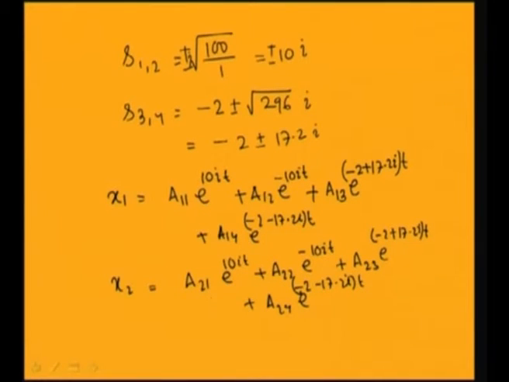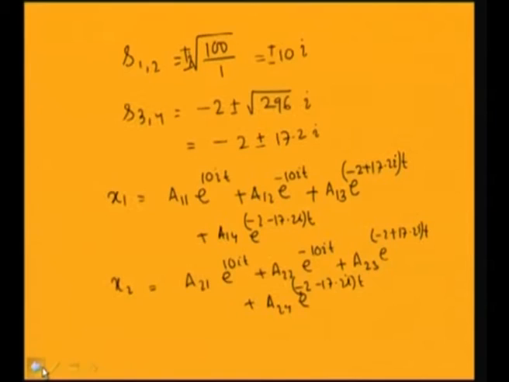So, if you find either a1i or a2i, then you can find the other 4 unknowns. So, you can simplify these equations and write them in this form. By using the property e to the power i theta equals cos theta plus i sin theta, you can write this equation in this form.